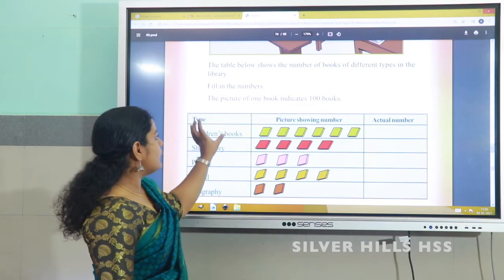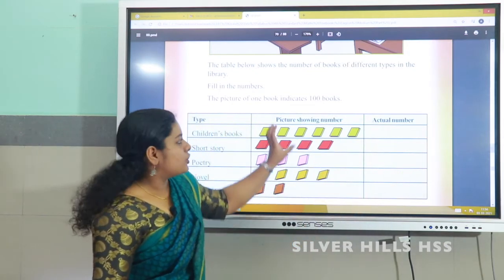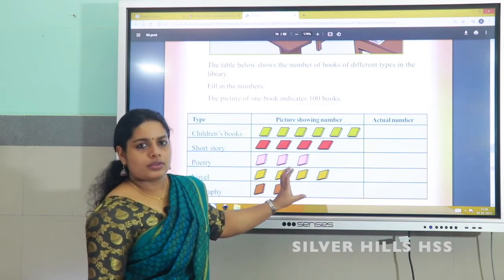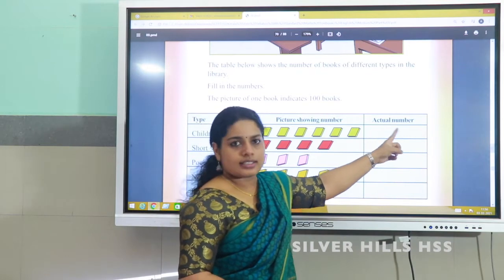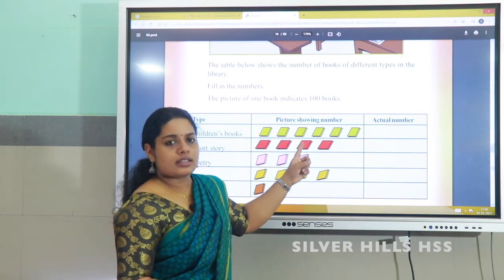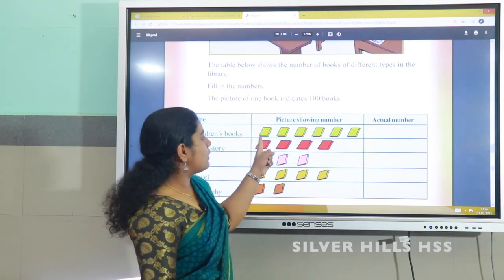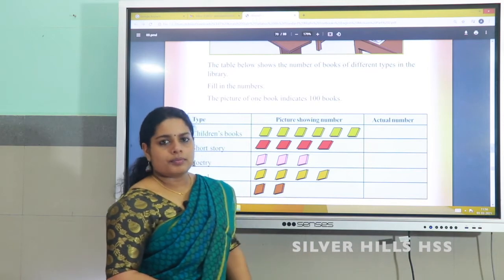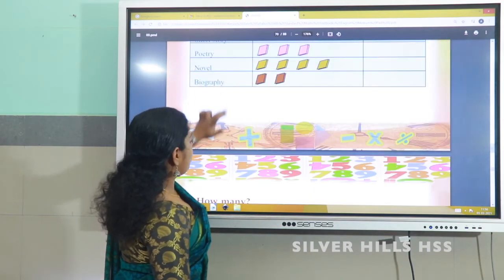Sometimes you will be given the type of books and the actual number, and you will have to pictorially represent it. Okay, you have to represent it using pictures. So if the actual number is given as 600, you will not draw 600 books here. What you will do instead is represent one book as 100 books, and you will draw 6 books here. Okay.